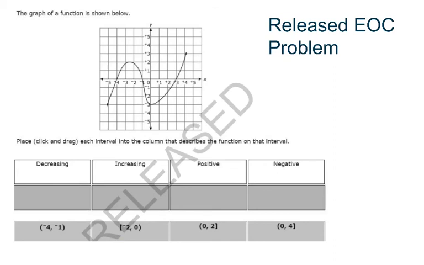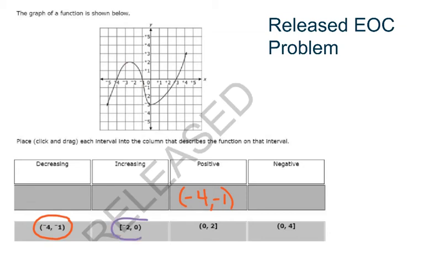Okay, so the first one, let's look at -4 and -1. So here, x is -4, x is -1. So you're talking about between -4 and -1, what is this graph doing? So it's definitely above the x-axis, so I would put that as positive. Okay, so hopefully you put that one there.